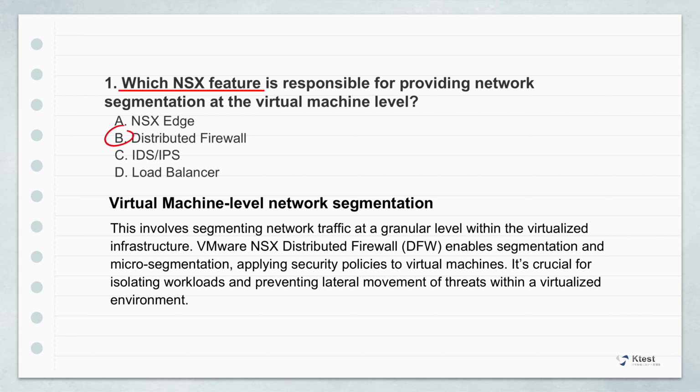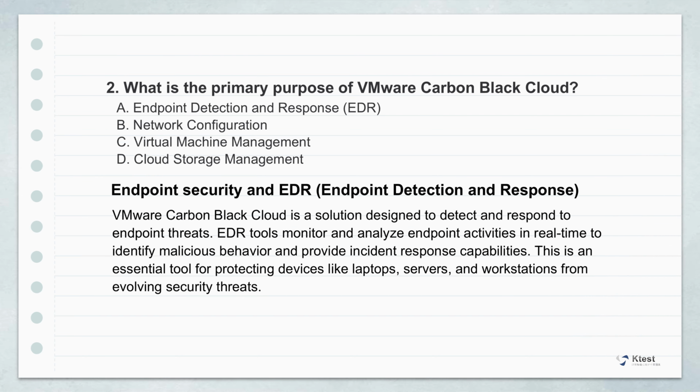You got it. Okay, so that handles isolating VMs from each other. What about security inside the VM, on the endpoint itself? Good question. That leads to our next one. What is the primary purpose of VMware Carbon Black Cloud? The answer here is A, endpoint detection and response, or EDR. We hear EDR thrown around a lot. What does it actually do? What does Carbon Black Cloud bring?